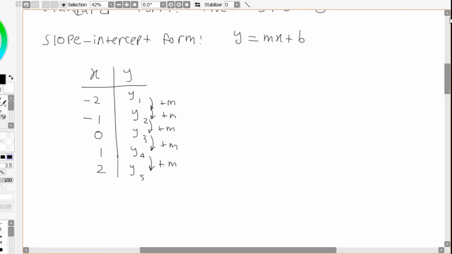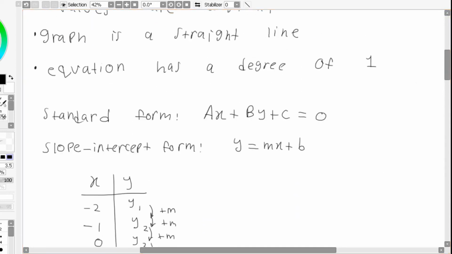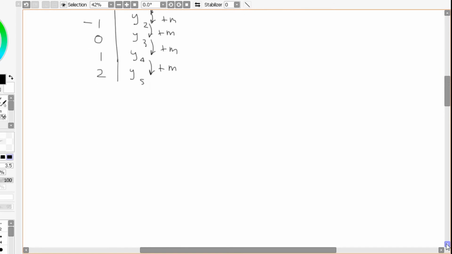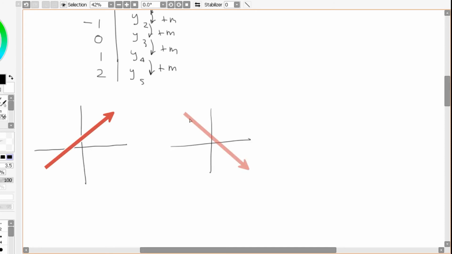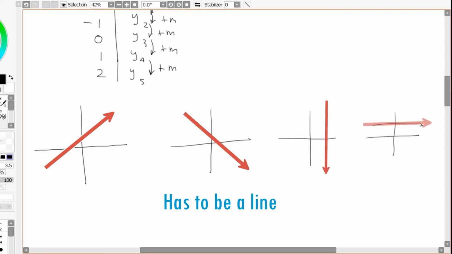The other condition, the graph is a straight line, is just exactly that. You are going to represent linear relations with a line. It can be in any way, a line like this, a line like that. You can even have it vertical or horizontal. It just has to be a line.